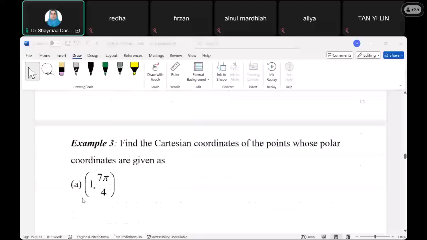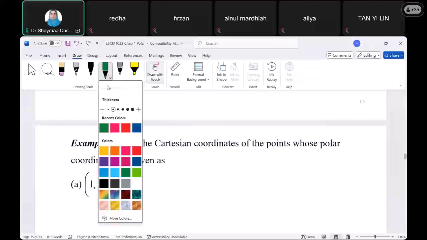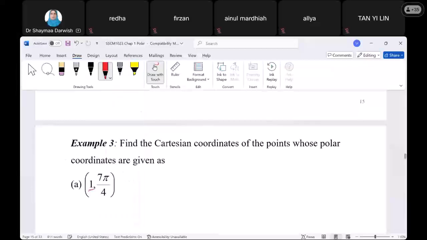Okay, here I have polar points. This is R. This one is theta. So this is the polar form. In polar form, the first coordinate is R. The second one is the angle theta.